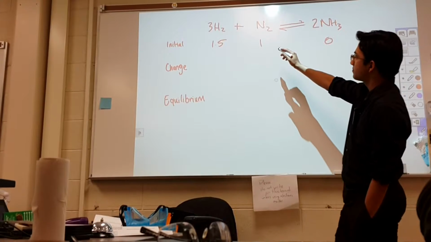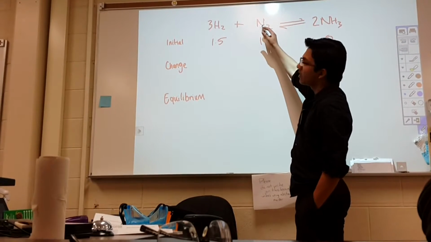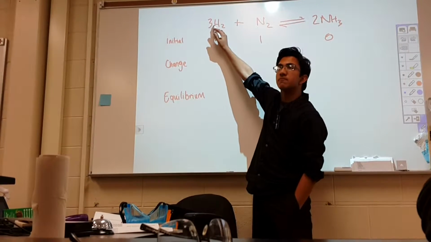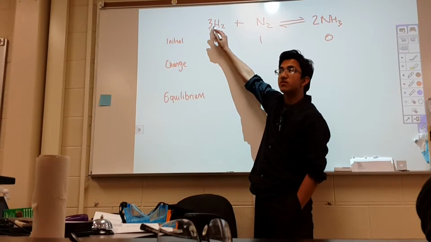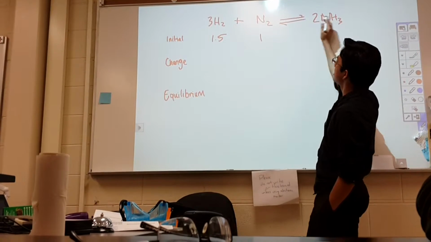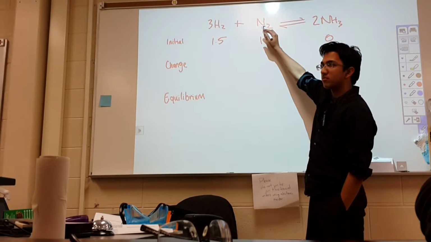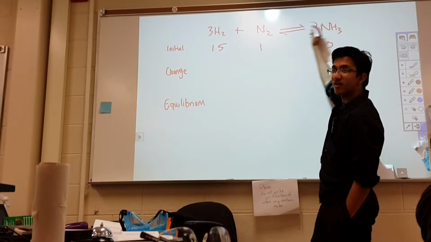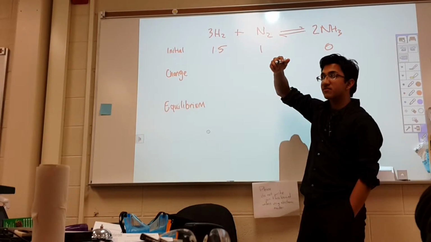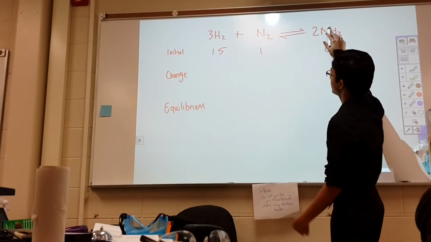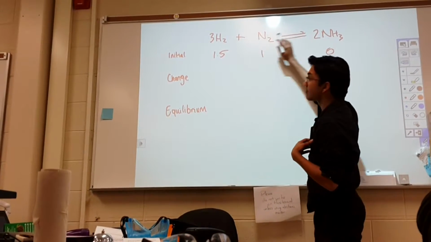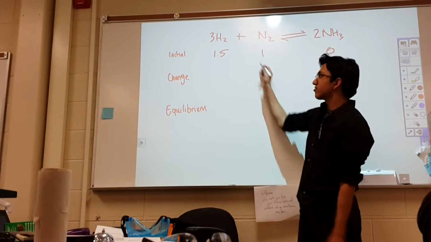So, if I make 1 and 2, how many of these am I going to make? 3, right? If I make 1 of these, how many of these am I using? Half, right? Because if I have 2 of these, then I must have 1 of these. If I have 1 of these, I have 1/2 of these.